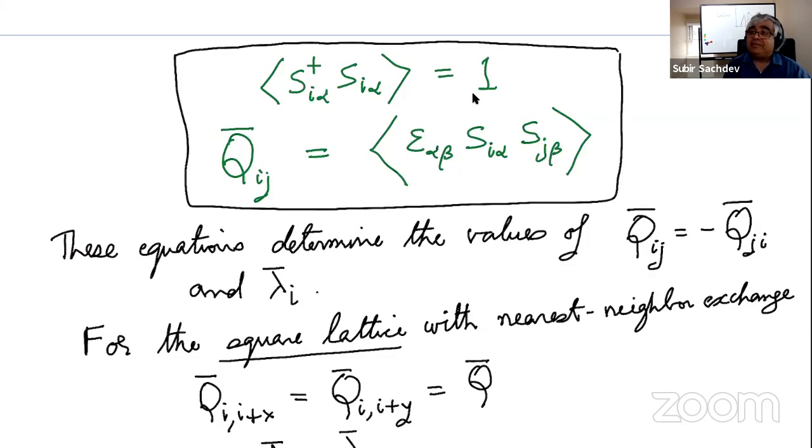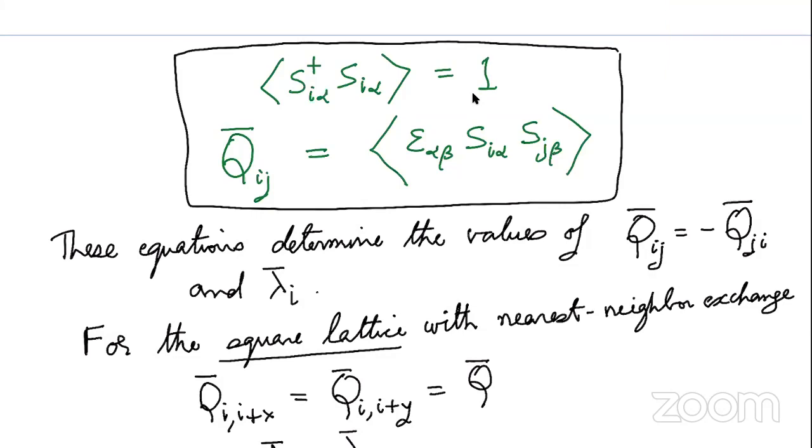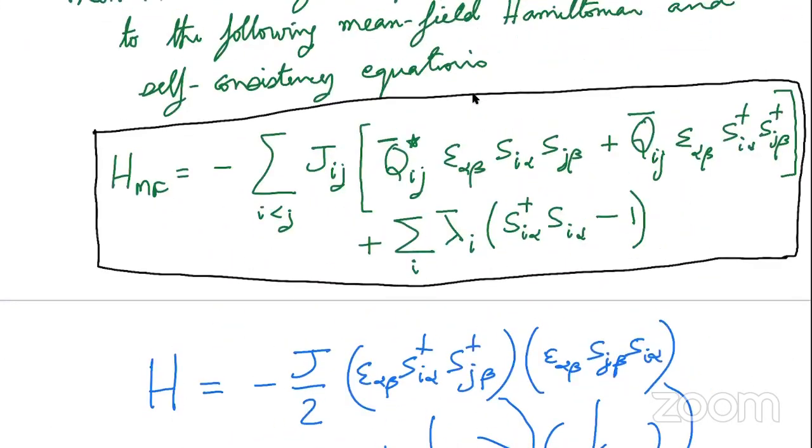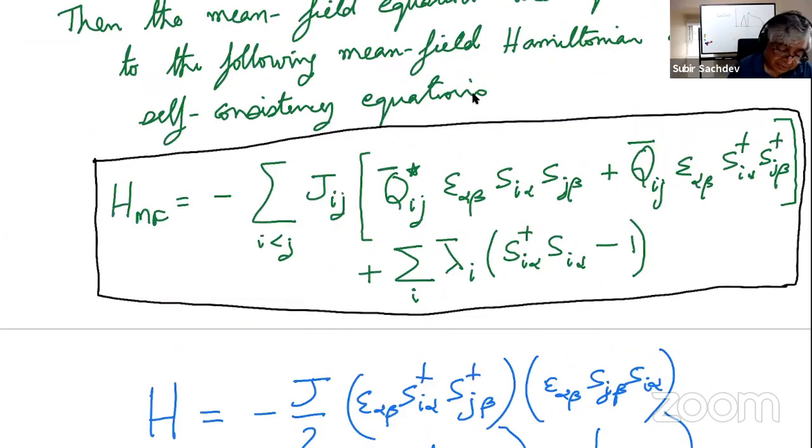Okay, everyone with me? I have a quick question. In that HMF, should we have a Q_ij bar squared term? It's independent of the S, so if you want to compute the energy, yes, that's correct.